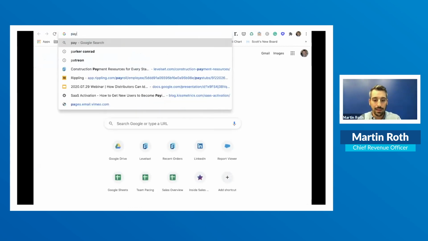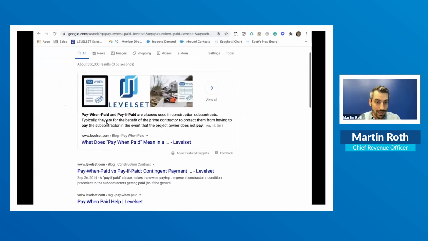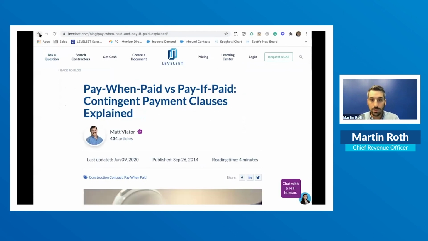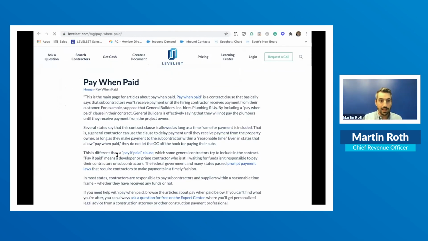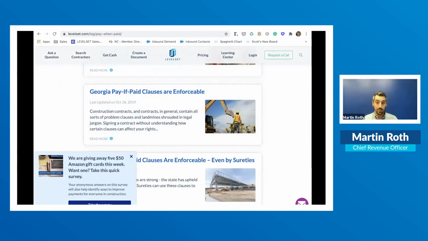We have an entire pay when paid section. One of the best things about Levelset is that you can just Google any term and click Levelset, and we've almost always got an article that we've written on it. So this is the one I'm looking for, Penny. Pay when paid help. We have a ton of articles on pay when paid. I don't know which one specifically answers the question that you're looking for, but protecting lien rights are still valid when you have a pay if paid or pay when paid clause. It's important to understand what's allowed in the state that you're working in.